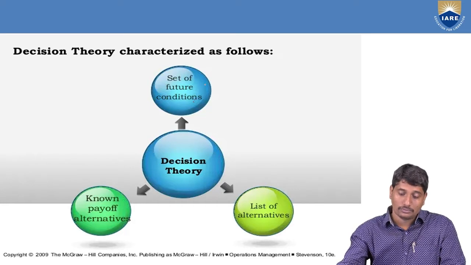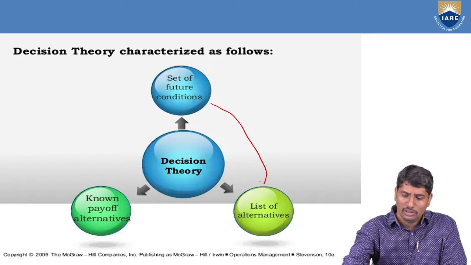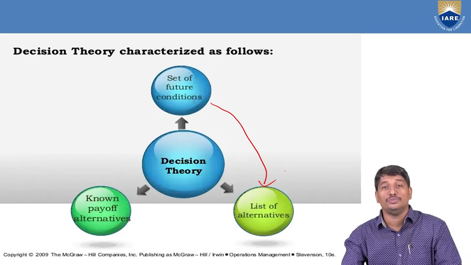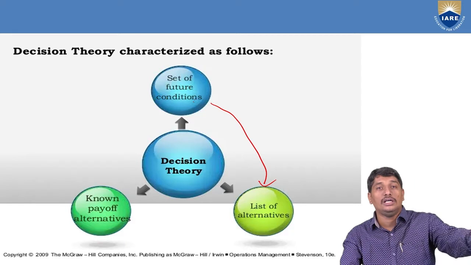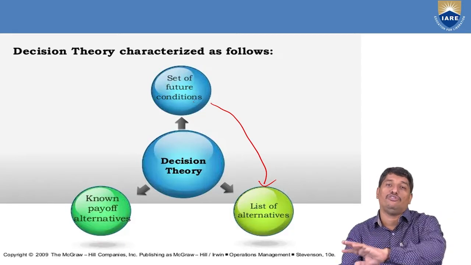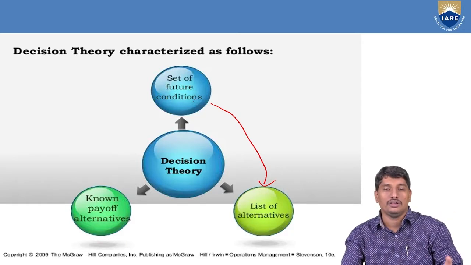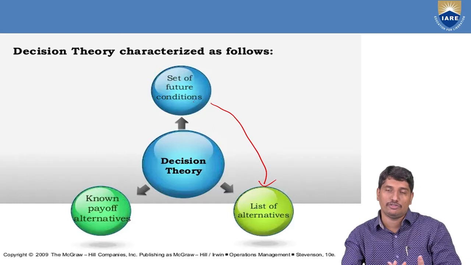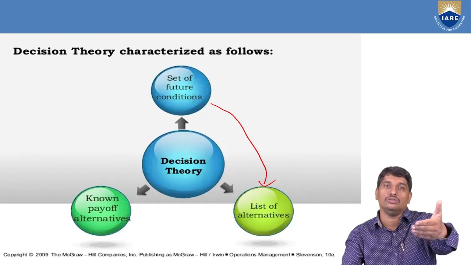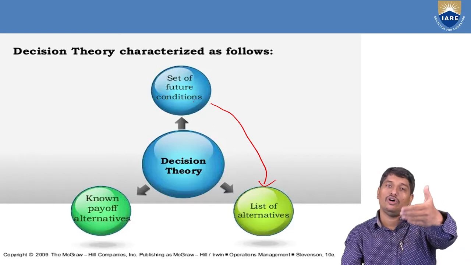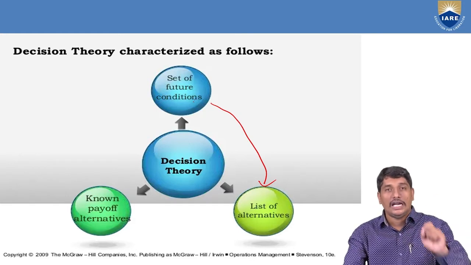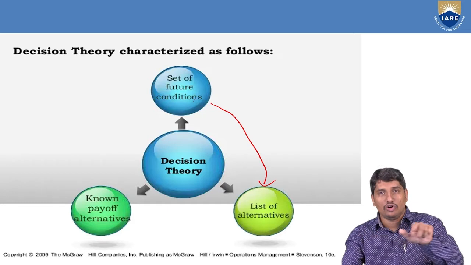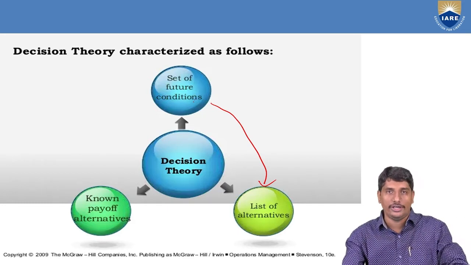And then we have to list all the possible alternatives. That means, what are the possible decisions in front of us? When we are in a situation of uncertainty and we have to make a decision, first we have to set up the goal, either to minimize the loss or to maximize the profit or to minimize the time. Some condition we have to set. And accordingly, we have to list out all the possible decision alternatives.